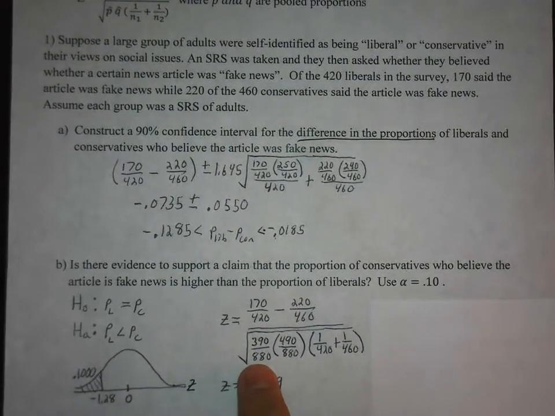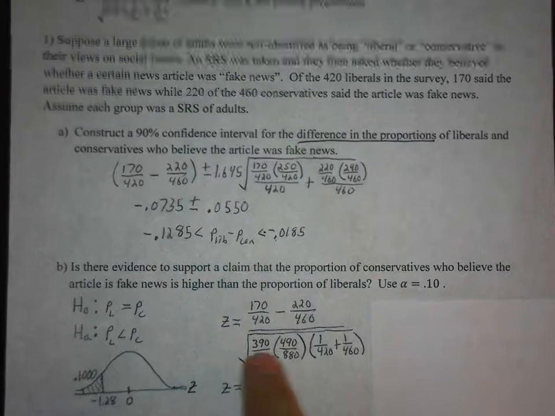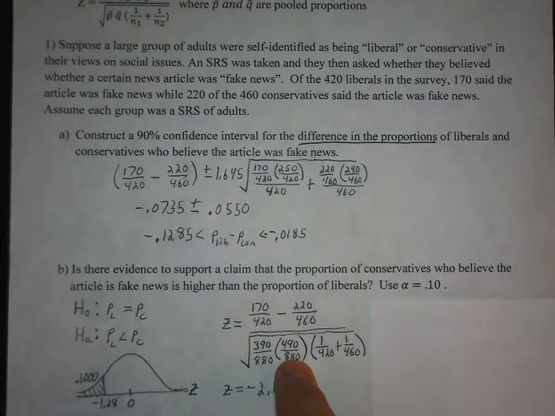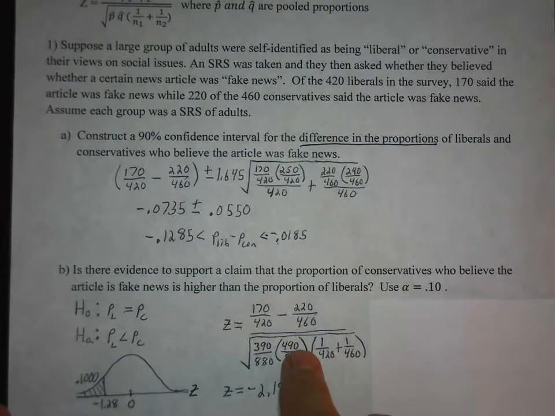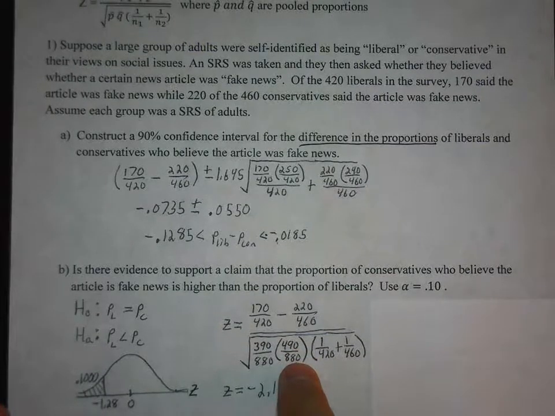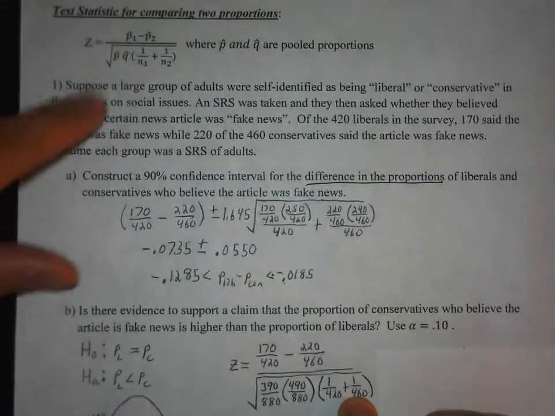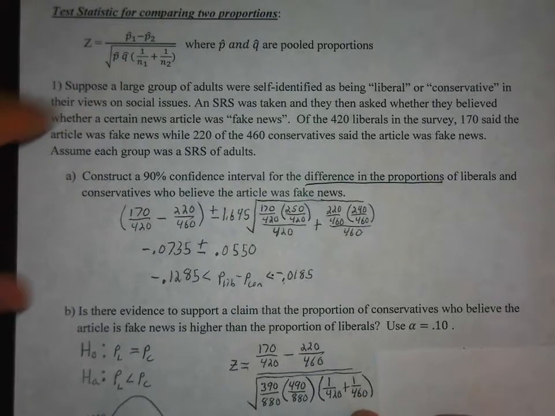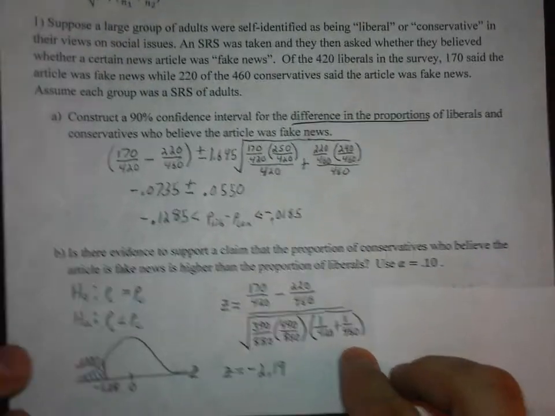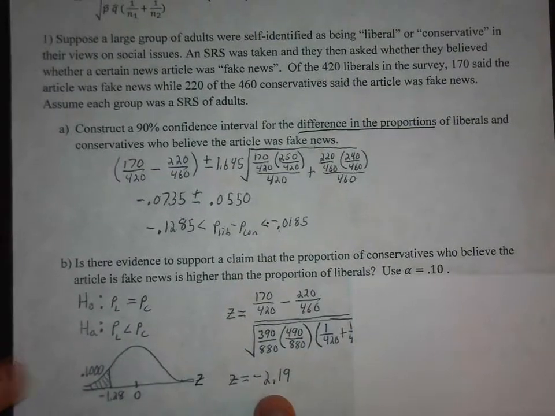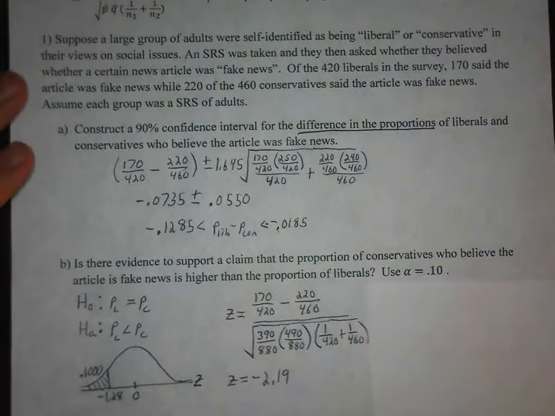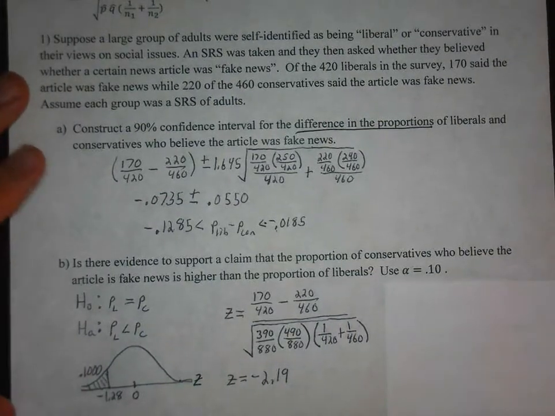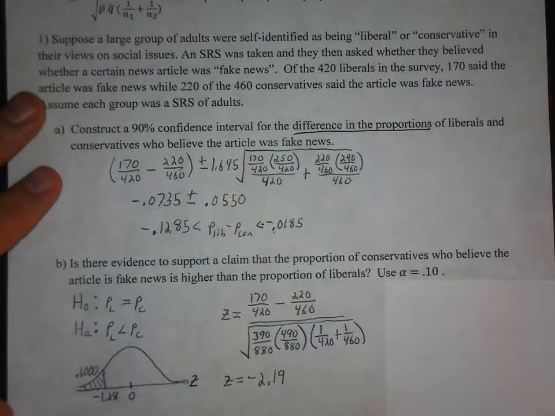So this is p hat, the pooled proportion of successes, times q hat, the pooled proportion of failures. Well, if there were 390 successes, there were 490 failures out of the 880. Okay, and then you multiply that by 1 over n1 plus 1 over n2. And you should get negative 2.19 for that test statistic. Okay, and again, this is something that's really easy to miss when you put it in your calculator, so make sure you do that calculation so you can see how you put it in your calculator.